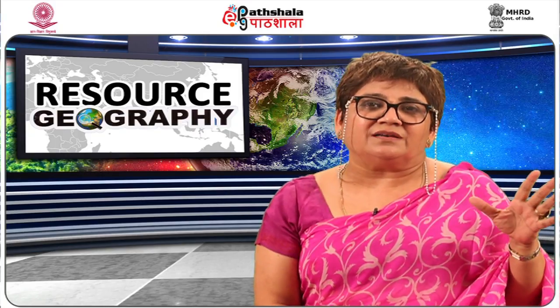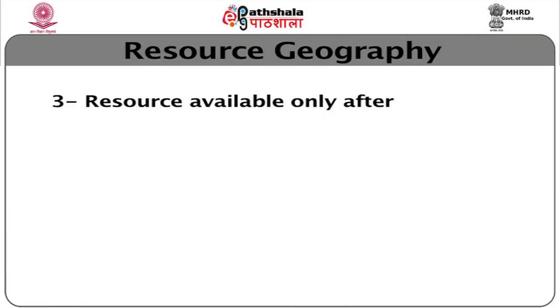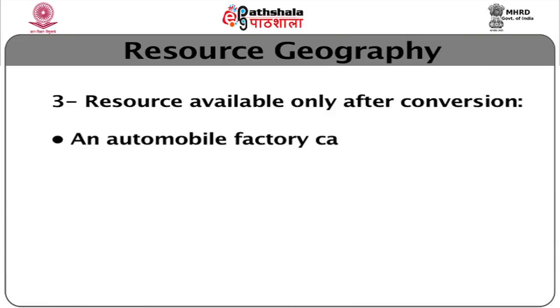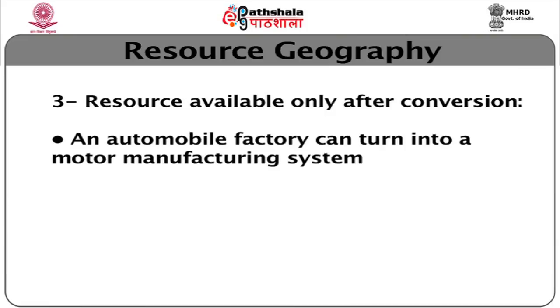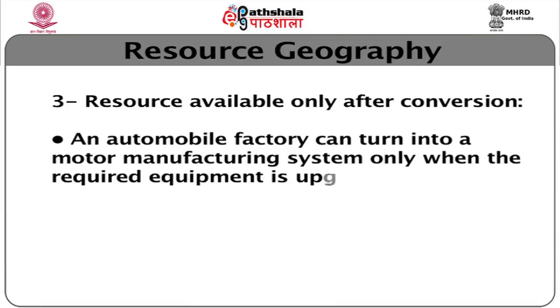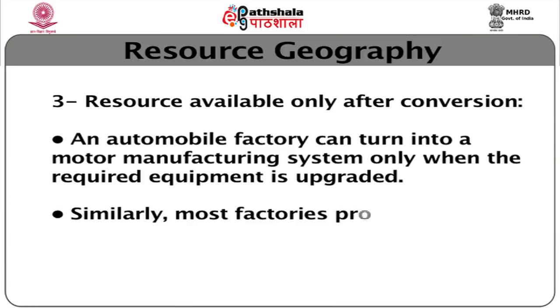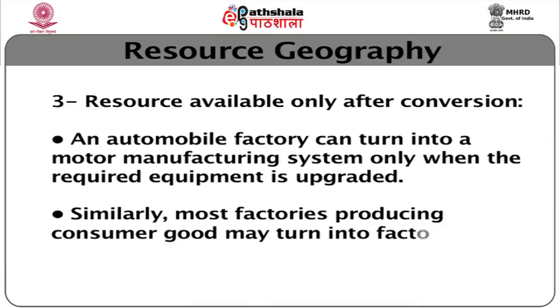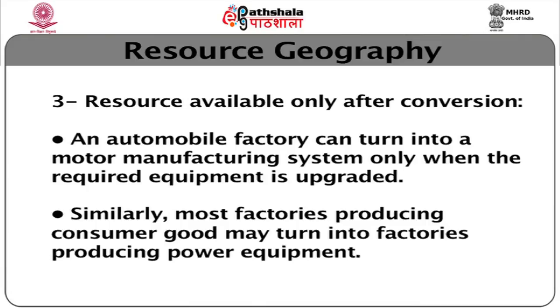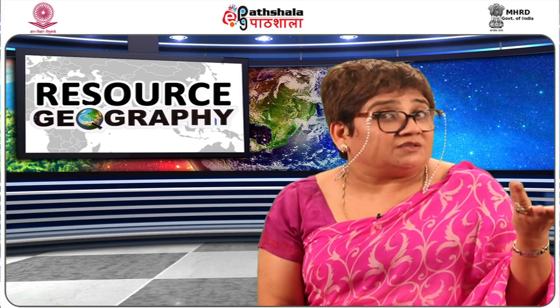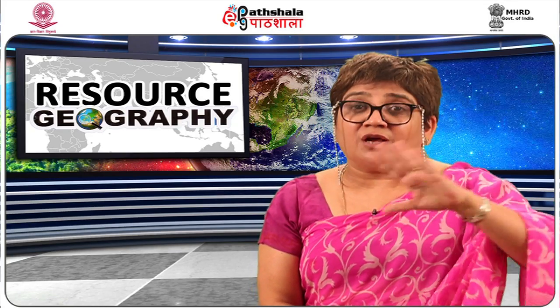Third, what we find is resources available only after conversion. An automobile factory is one example for it. It can turn into a motor manufacturing system only when the required equipment is upgraded and technology added. Similarly, most factories producing consumer goods may turn into factories producing power equipment. That's possible. And so now we've learned three.